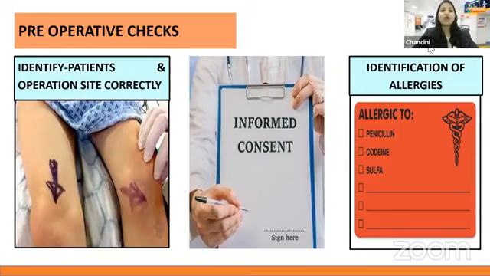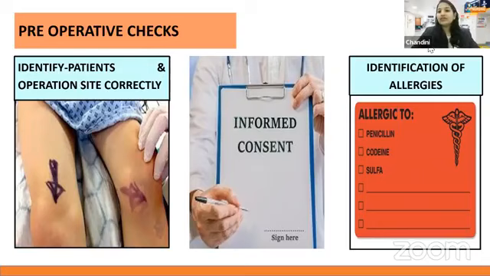The second thing is informed consent. This is very, very important. We are all aware that informed consent is a very important factor before any procedure or any surgery. The informed consent needs to be taken by the surgeons, but as nurses, we have to ensure the consent is completed in an appropriate manner.